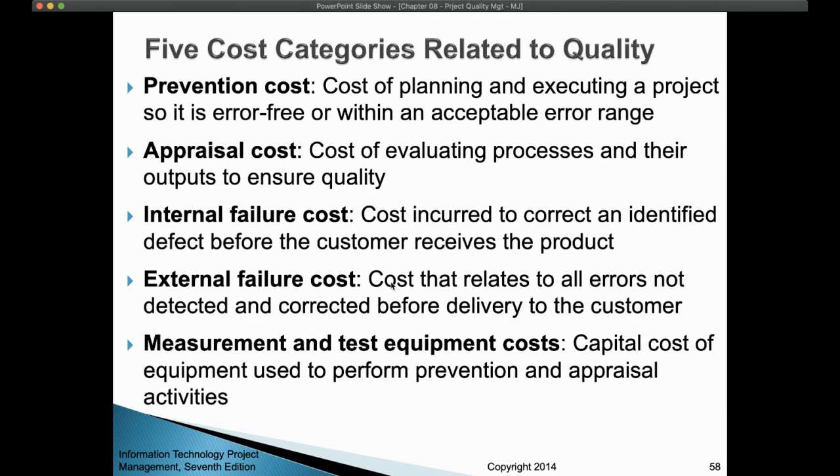Then there's the measurement and test equipment cost. This is the capital cost that you invest. You buy more equipment to test the brakes before you produce. So the cost of buying this equipment, to prevent problems from happening when you are producing and also to appraise the activities, is called the measurement and test equipment cost. Okay, you have to memorize these, and to distinguish between them.